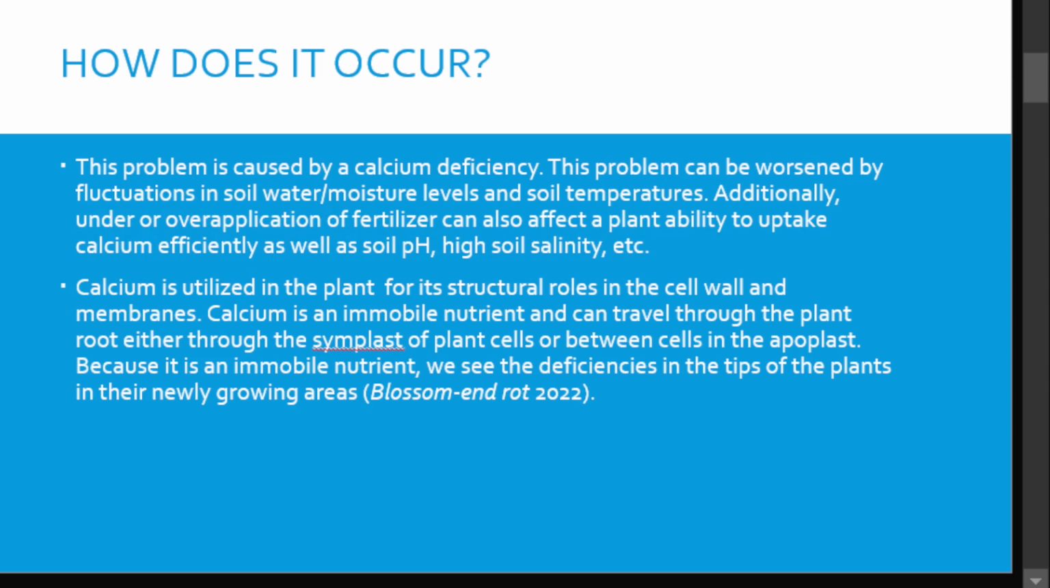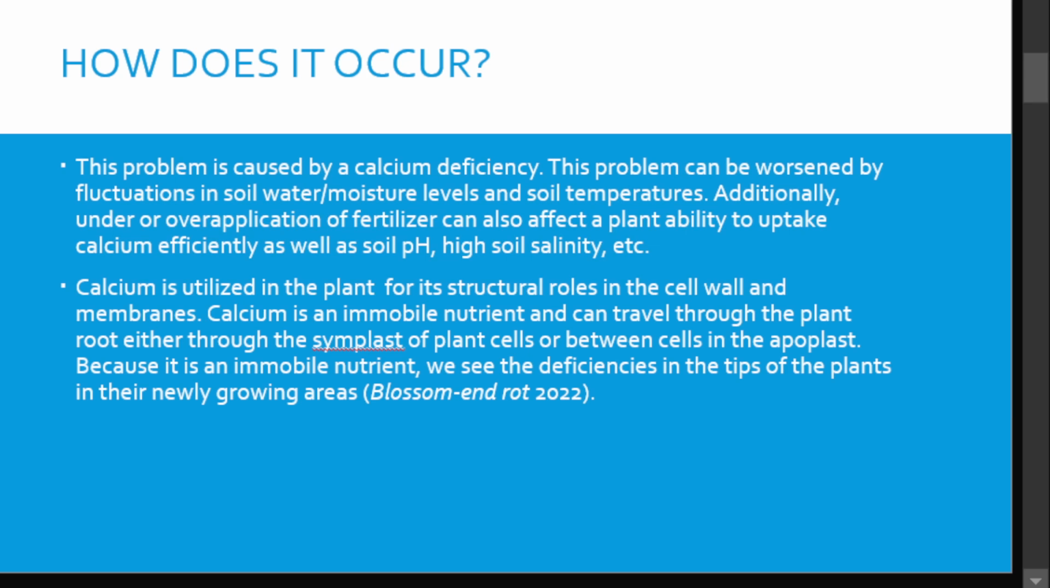This is a problem that is caused by calcium deficiencies, and this can be worsened by fluctuations in soil water and moisture levels and soil temperatures, as these cause the plant to uptake water and nutrients more readily. Additionally, under or over application of fertilizer can also affect the plant's ability to uptake calcium efficiently, as well as soil pH, soil salinity, etc.